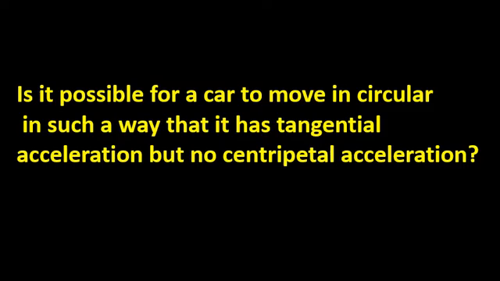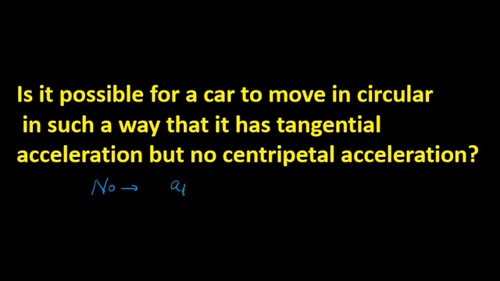Now we come to another quick question. Is it possible for a car to move in a circular path in such a way that it has tangential acceleration but no centripetal acceleration? The answer to this question is no. It is not possible for a car to move in a circular path without having the centripetal acceleration, or radial component of the acceleration, or having only the tangential acceleration.